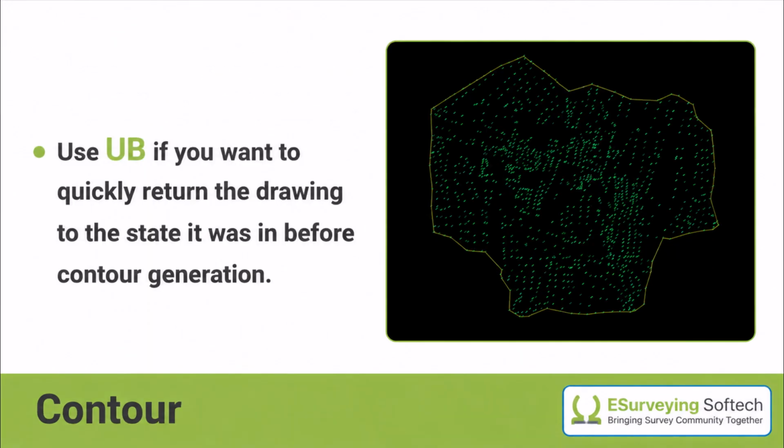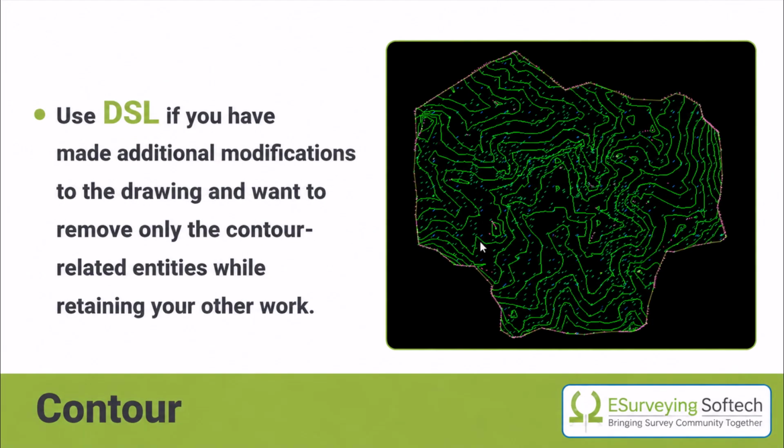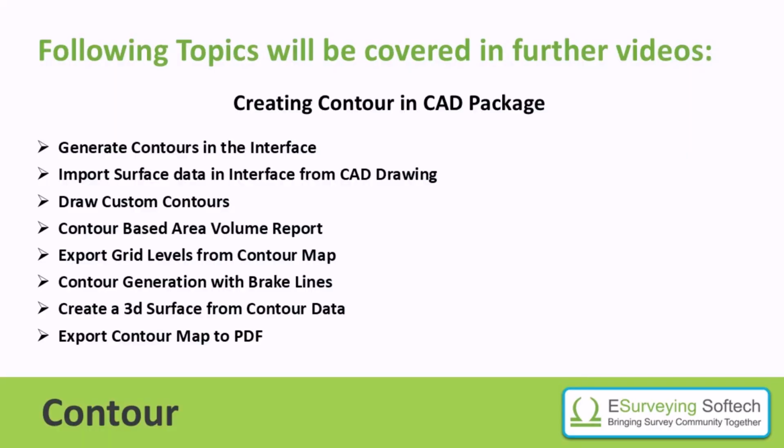Use UB if you want to quickly return the drawing to the state it was in before contour generation. Use DSL if you have made additional modifications to the drawing and want to remove only the contour-related entities while retaining your other work. In the next video, you will learn how to generate contour maps using the ESurvey CADD interface.